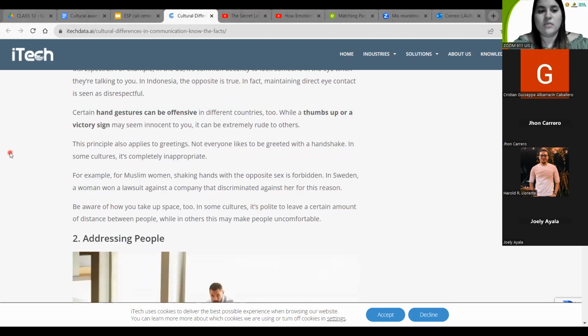Certain hand gestures can be offensive in different countries too. While a thumbs up or a victory sign may seem innocent to you, it can be extremely rude to others. This principle also applies to greetings. Not everyone likes to be greeted with a handshake. In some cultures, it is completely inappropriate. For example, for Muslim women, shaking hands with the opposite sex is forbidden. In Sweden, a woman won a lawsuit against a company that discriminated against her for this reason.